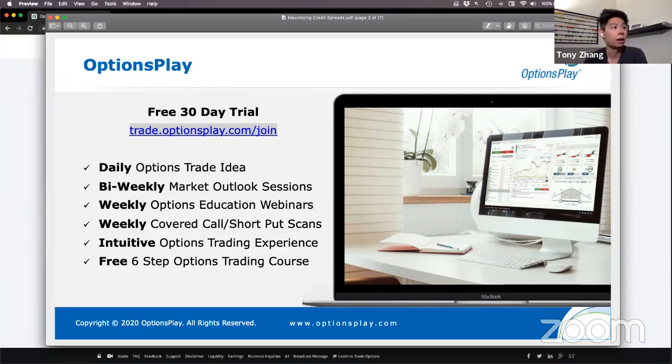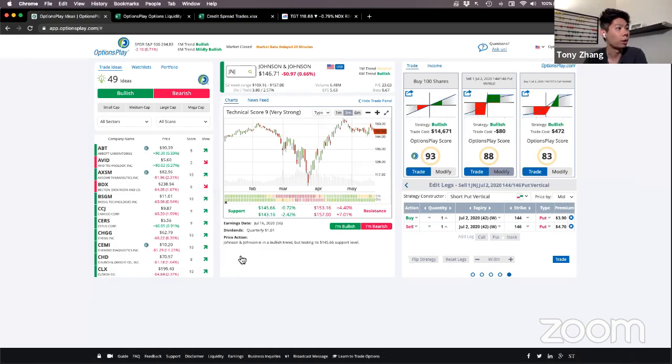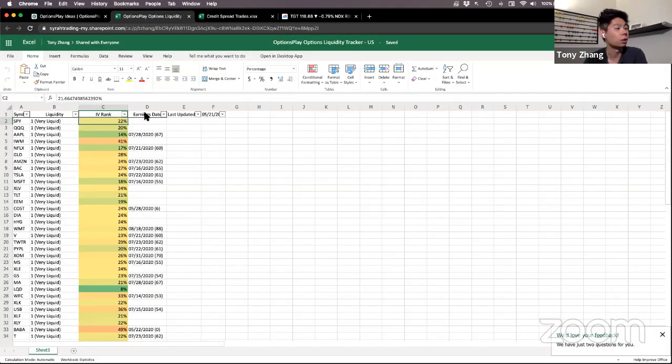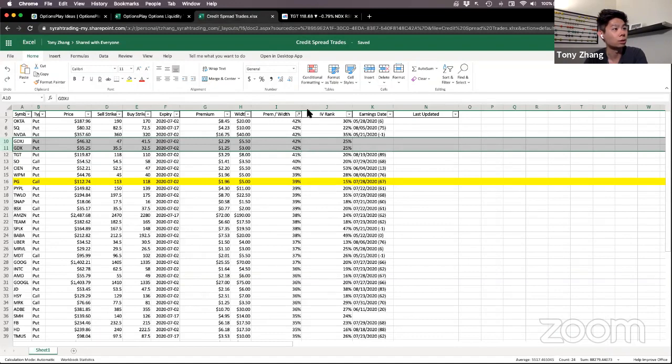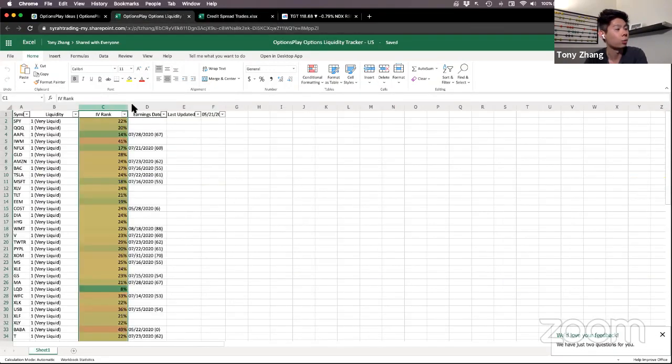How do I see the IV rank on OptionsPlay? That's something we're working on, but right now you can see the IV rank through the liquidity report. We have a column in our liquidity report which says IV rank.